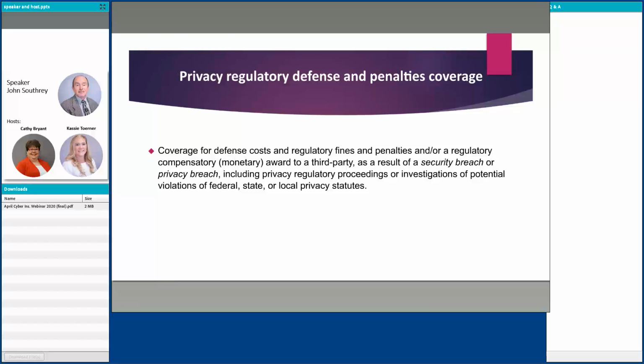In the Anthem breach I mentioned, the one that was historic, the OCR, applying the HIPAA law, assessed a penalty of up to $16 million, which I believe is the highest monetary penalty that had been imposed at that time. And it may be a compensatory monetary award to a third party as a result of a security breach or privacy breach, including private regulatory proceedings or investigations of potential violations of federal, state, or local privacy statutes. The attorneys general in the various states have the ability to also assess their own state fines and penalties as well.